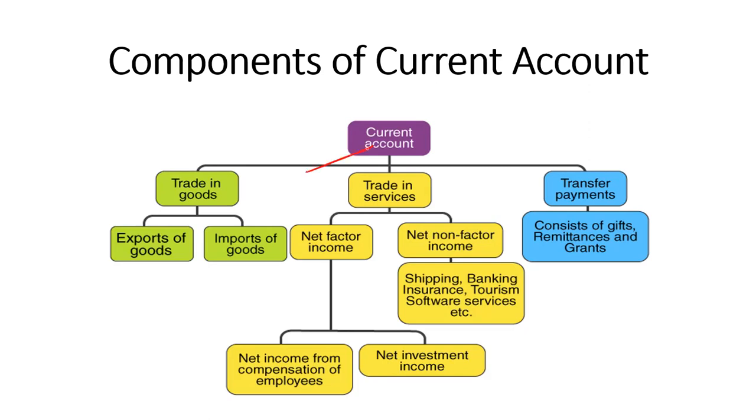This one will be divided into two parts again, here and here. That is net income from the compensation to the employees. What will come? The compensation to the employees will come, and net investment income will come. Whatever investment income you have earned, the net income which you are getting will be recorded in the net factor income. Okay, so let's revise quickly.